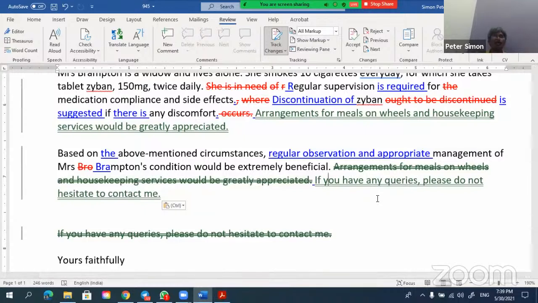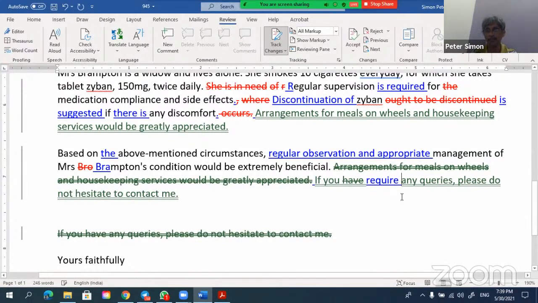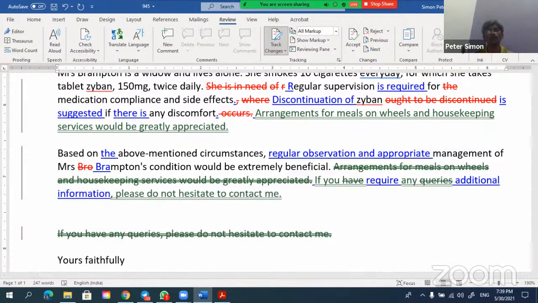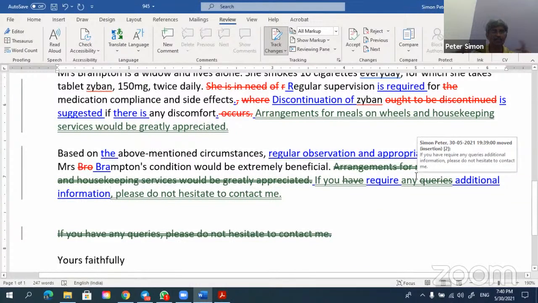Based on the above mentioned, this is the conclusion actually, two sentences. Based on the above mentioned circumstances, regular observation and appropriate management of Mr. Brampton's condition would be extremely beneficial. If you have any queries, this is a little simple. So you can say, if you require any additional information. It is a little simplistic, so we are polishing it a little, that's all, nothing else. It is correct only, it is not wrong. So improving the quality a little bit. These words are not counted, but still there is some quality of presentation. If you have any queries or if you require any additional information, there's a style difference.